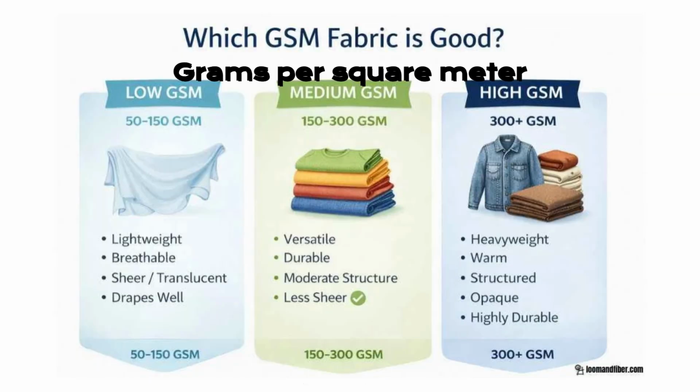Then we start looking at the fabric type. So you need to know your GSM. Your GSM basically means grams per square meter, and it is a standard unit of measurement for fabric weight, indicating its density, thickness, and heaviness. A higher GSM means heavier, thicker, and denser fabric, like canvas, and a lower GSM means lighter, thinner, and more breathable fabric, like chiffon.